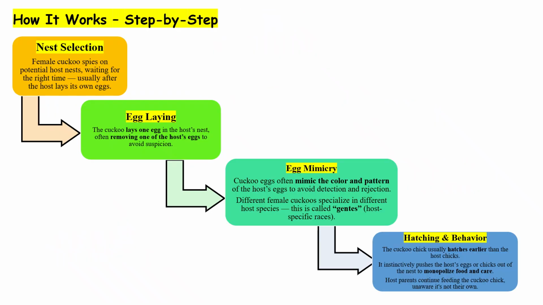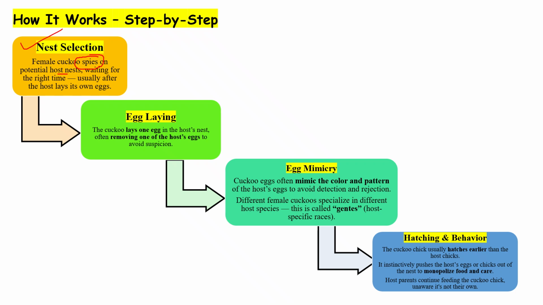Now, how does it work? So what are the steps involved in brood parasitism? Step one is selection of the nest. Okay, selection of the nest, in which the female cuckoo will spy on the potential host nest, waiting for the right time, usually after the host lays its own egg. So as thieves do a recce and find out the whole map of the home and everything, and then they do the robbery.